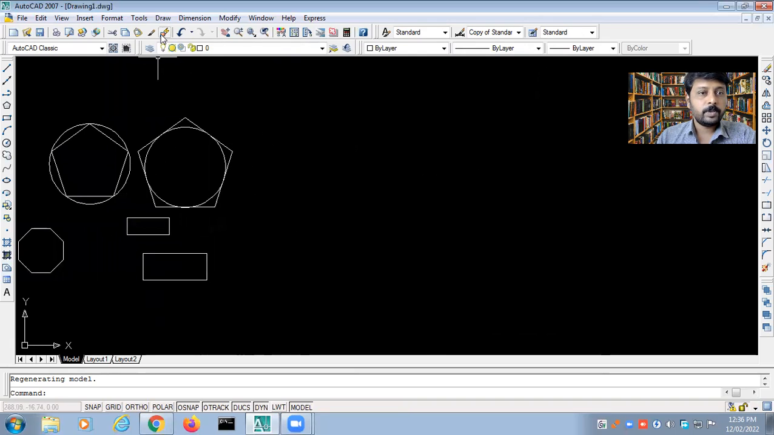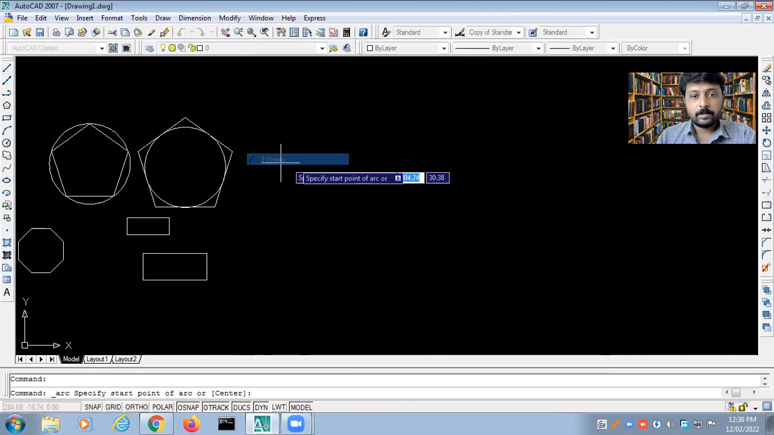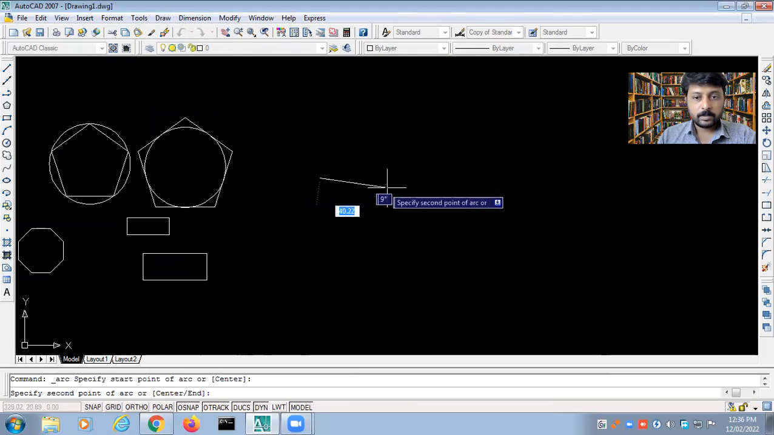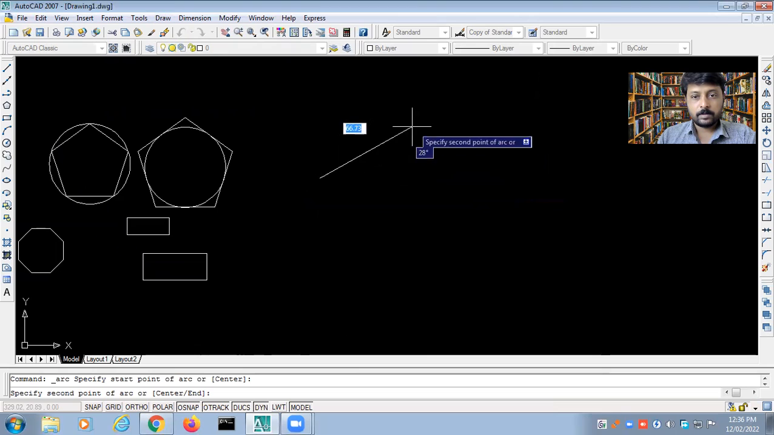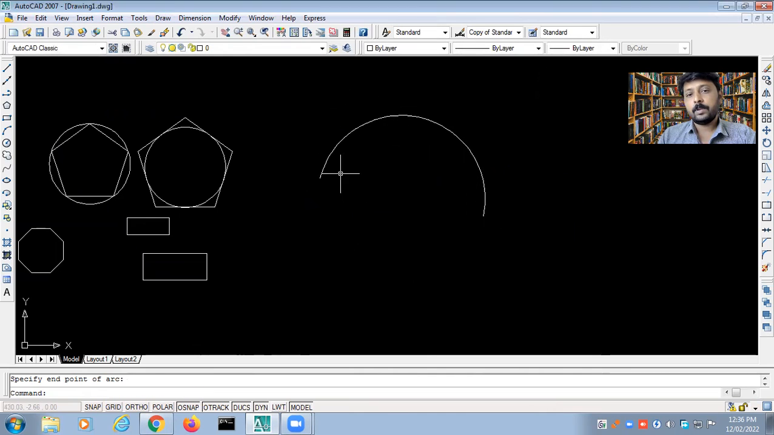So we were discussing arc. Okay, so 3-point arc. What happens? First point, second point, third point. 1, 2, 3. If you have 3 points, you can draw directly like this.